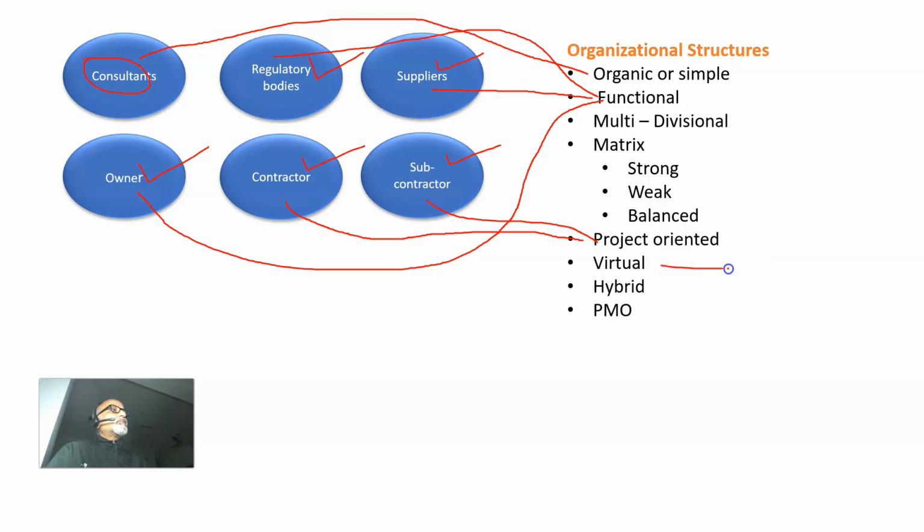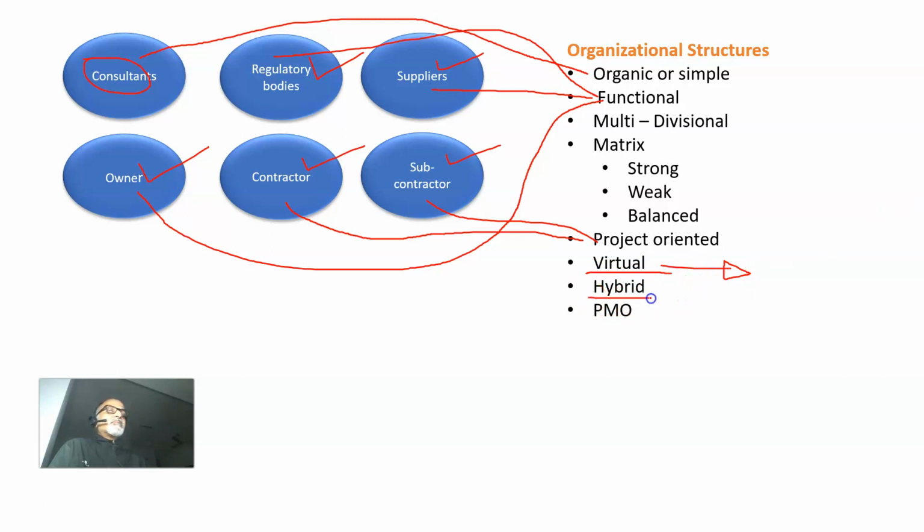Then we have virtual teams. Primarily, this is about working remotely with distributed teams. So if I have a team working from India and maybe from the Middle East and from Singapore, all working on the same project, that is an example of a virtual team.